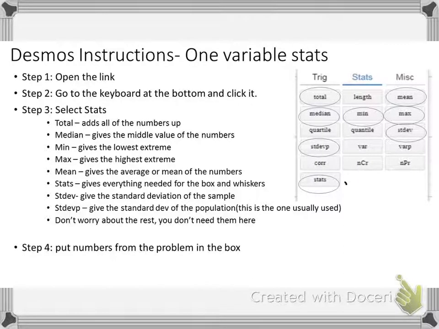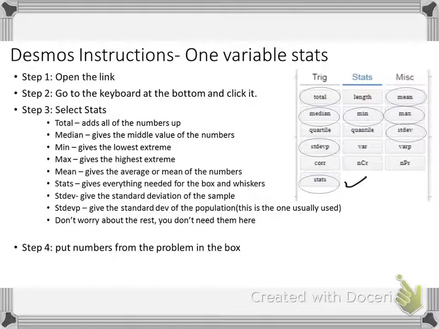All right, stats. If you're making a box and whiskers plot, stats is the best thing to use because stats gives you the min, the max, the Q1, Q3, and the median. All right, standard deviation, which we're going to talk about later. Okay, it gives you the standard deviation.